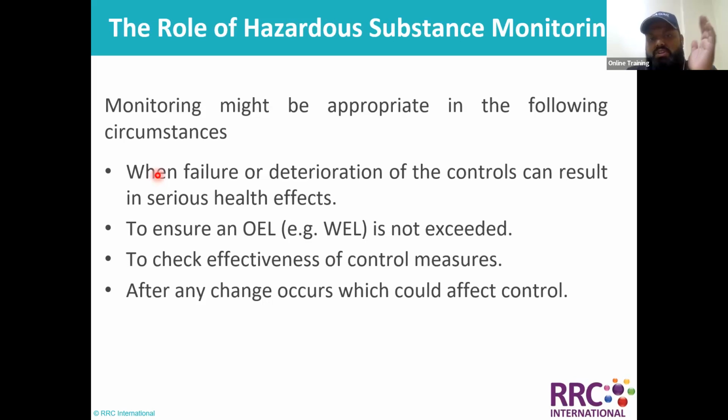Next is, monitoring might be appropriate in the following circumstances. If you are going to monitor, then there are some conditions. What are those conditions? When failure or deterioration of controls can result in serious health effects. When we have some kind of controls implemented, for example, a time was there when H2S was a leading cause of death in the oil and gas field. Nowadays, it's not. Why was it? Because we had uncontrolled exposure. Nowadays, we have control.